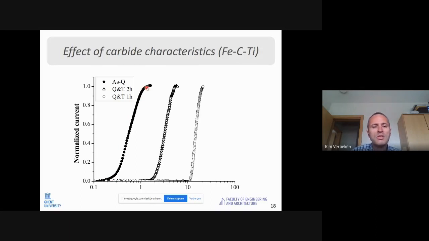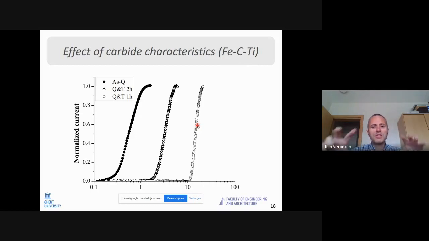Now, after the quenching, we do some tempering. And tempering allows the titanium carbides to form. So when you do tempering for 1 hour, you have a lot of very small titanium carbides, which are distributed all over your matrix. And all these titanium carbides are affecting the hydrogen diffusion a lot. They slow down the hydrogen diffusion, and you clearly see this in your permeation tests, because in this curve over here, you see clearly that the diffusion is a lot slower.